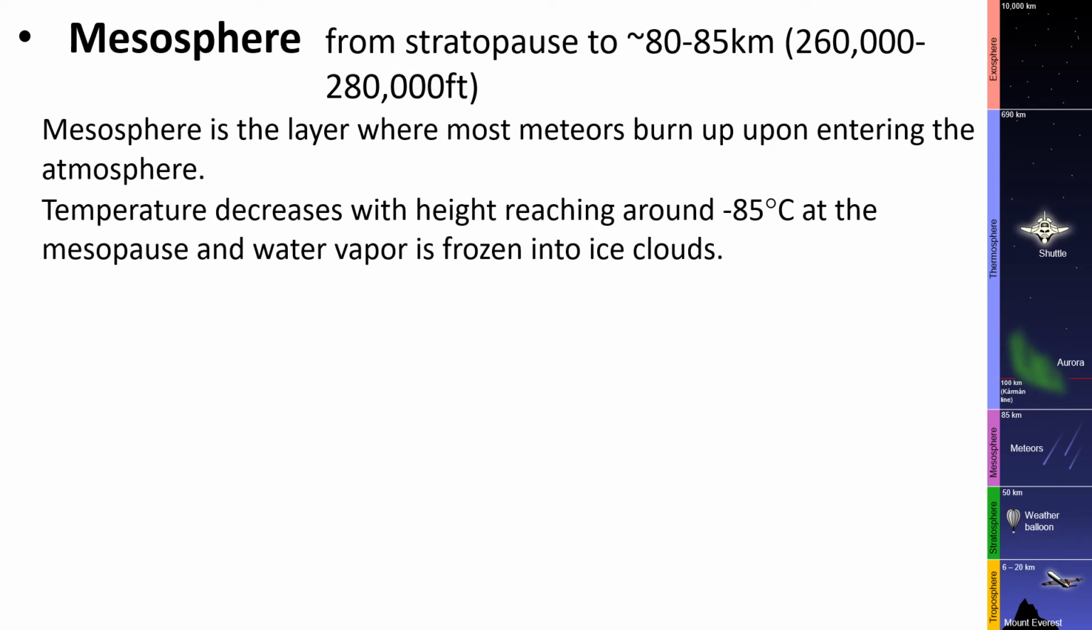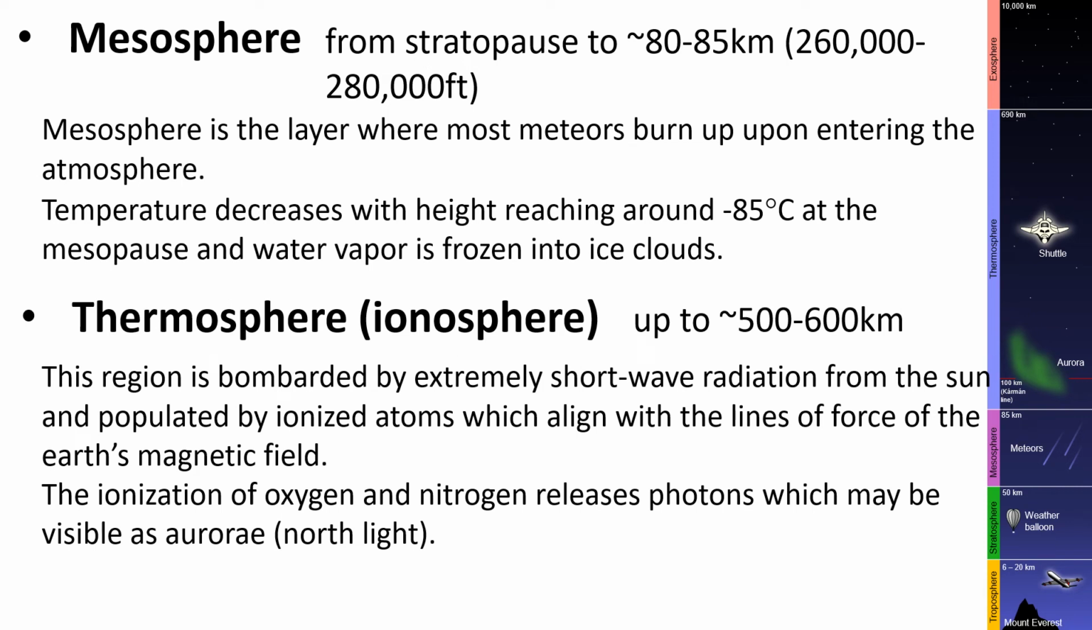Now we are looking at the atmosphere above the stratosphere, and the next is the mesosphere. The mesosphere extends from the stratopause to 80 to 85 kilometers altitude, which is pretty high. The mesosphere is a layer where most materials burn up upon entering the atmosphere. Because of this burning, our Earth is safe from the intruding materials. And again, temperature decreases with height, reaching around minus 85 degrees C at the mesopause, and the water vapor is frozen into ice clouds.